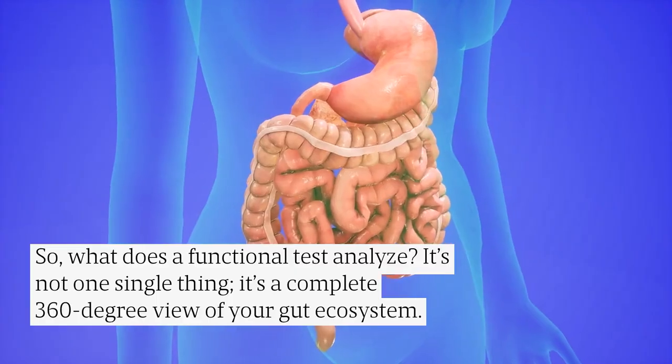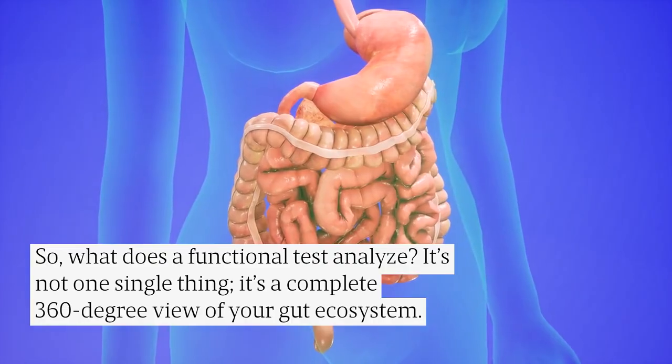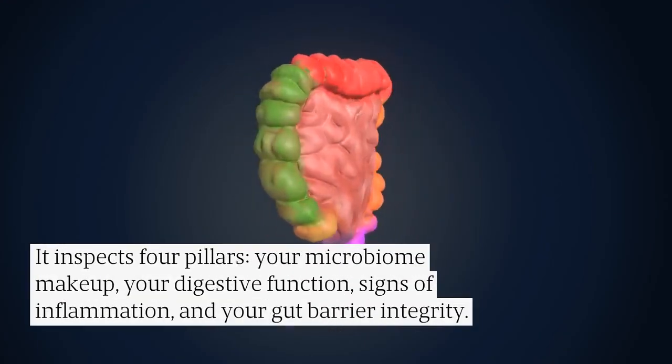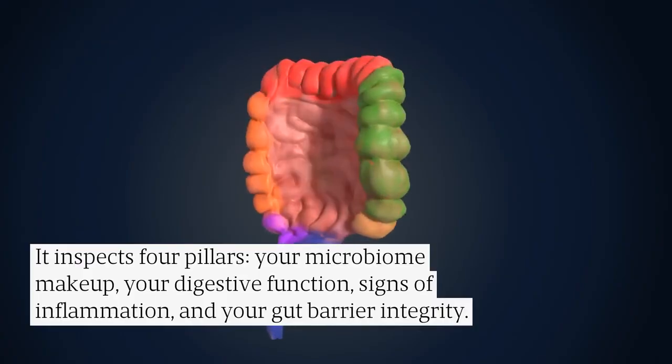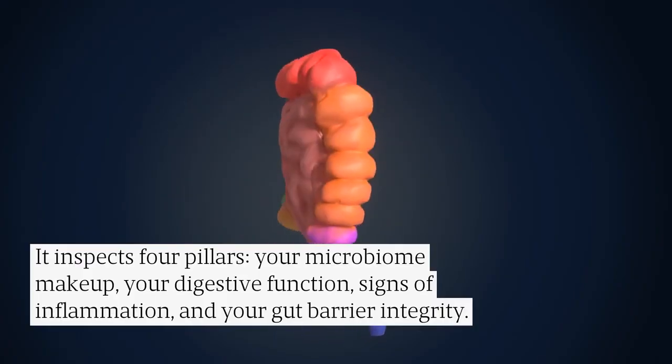So, what does a functional test analyze? It's not one single thing. It's a complete 360-degree view of your gut ecosystem. It inspects 4 pillars: your microbiome makeup, your digestive function, signs of inflammation, and your gut barrier integrity.